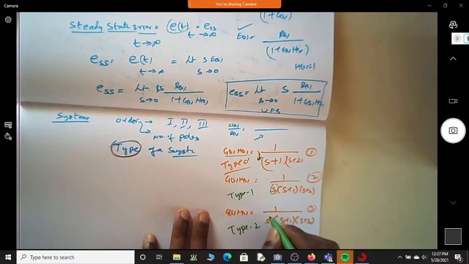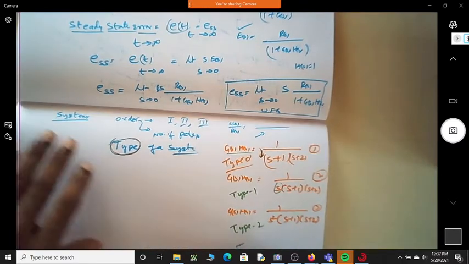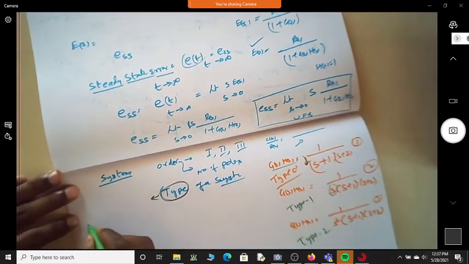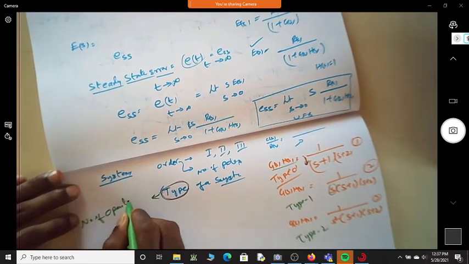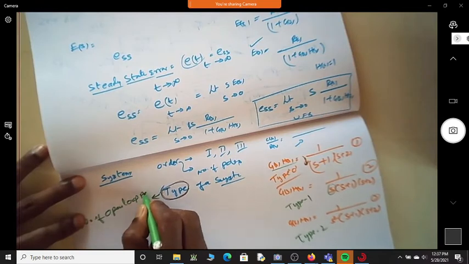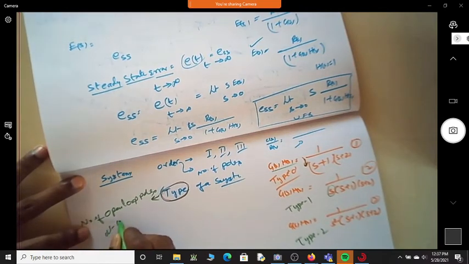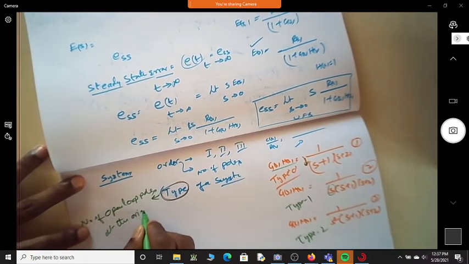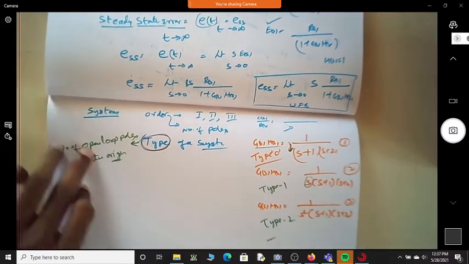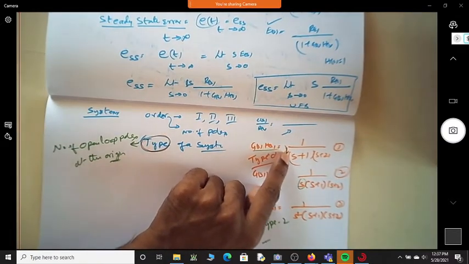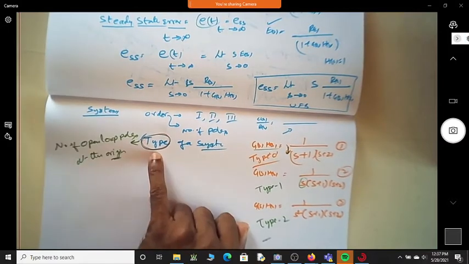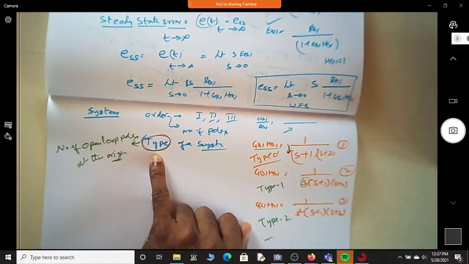So type number, how do you define type? This defines the number of poles at 0, the number of open loop poles. Yes, sir. Open loop poles at the origin. This is very important. So this should be G(s)H(s), and the number of open loop poles you have at the origin is the type number.